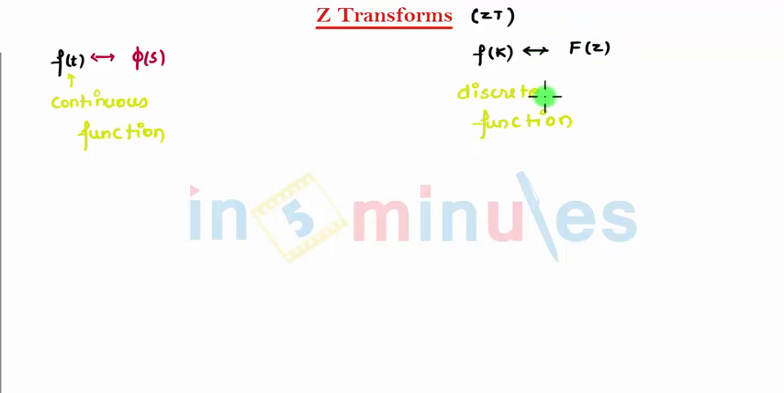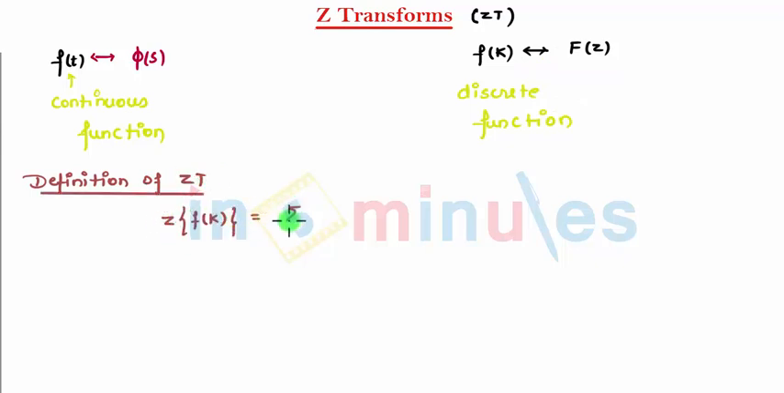Now I'll be defining the Z transform definition. The definition of ZT is given by Z of f of k equals summation k equal to minus infinity to infinity z raised to minus k into f of k, and that I get as capital F of z. Now when we say from minus infinity to infinity, that means this is bilateral Z, so we can say both sides.